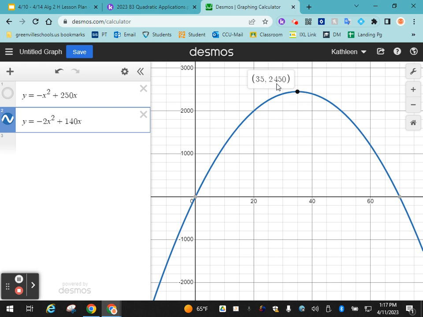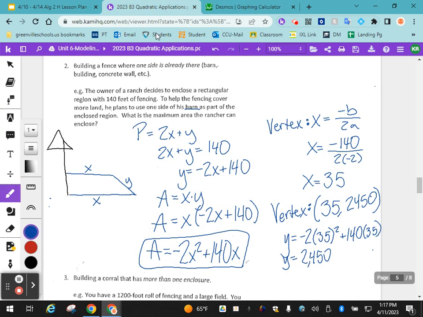You plug it into the equation. The y here? You plug it into this equation. You plug 35 into that one. Yes. Or if you know this is 35 and this is 35, what does this have to be to add up to 140? That's basically what that equation is doing.